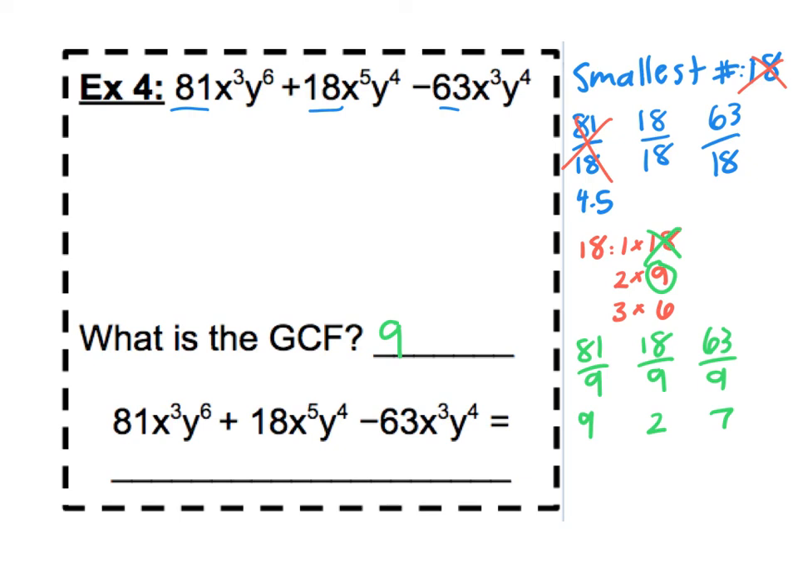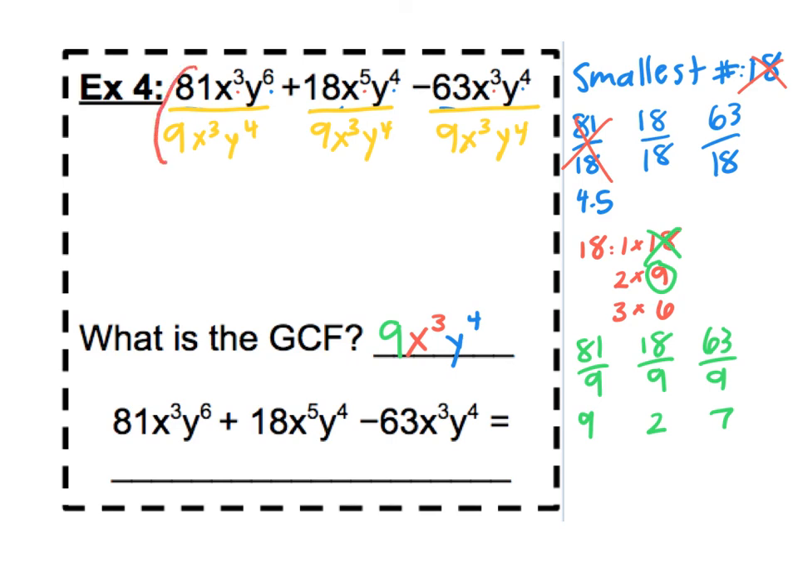Now if I look at my x's, we have x cubed, we have x to the 5th, and we have x cubed. Remember, you want to use your smallest exponent, so we're going to do x to the power of 3. And then if I look at my y's, we have y to the 6th, y to the 4th, and y to the 4th. Again, you want to do your smallest exponent, so you're going to use y to the 4th. So that means that is what I'm dividing each of my terms by. I'm going to use the yellow. So we're going to divide each term by 9, x cubed, y to the 4th.